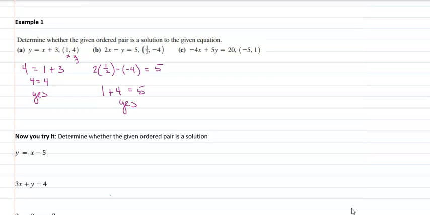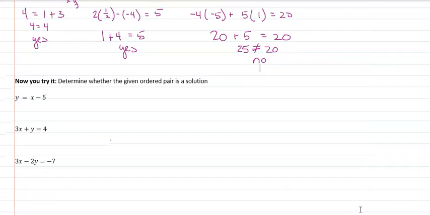So yes, that's true. All right, the last one, we're going to put -5 in for the x. So we've got -4 times -5 plus 5 times 1 equals 20. So -4 times -5 is positive 20, plus 5 times 1 is 5, so 25 does not equal 20. So this is not true. It is not a solution to the given equation.